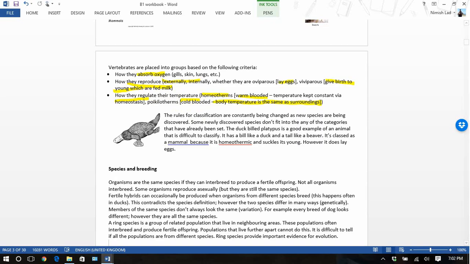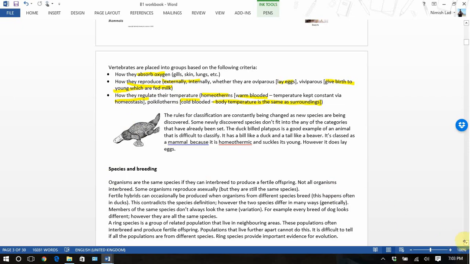A good example of this is something called a duck-billed platypus. I've got a picture of one of these to the left over here. And it's difficult to classify, as it has a bill like a duck and a tail like a beaver. That's difficult, but it's a mammal because it suckles its young, so in other words, it gives milk to its young, and it's homeothermic as well. However, it does lay eggs, so it kind of doesn't fit into any of those categories. So this is why organisms are difficult to classify.